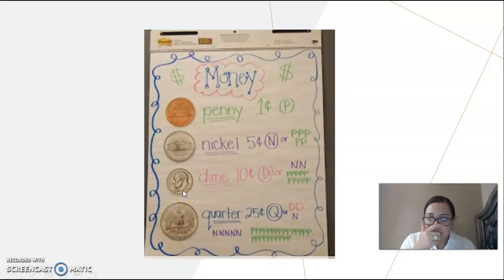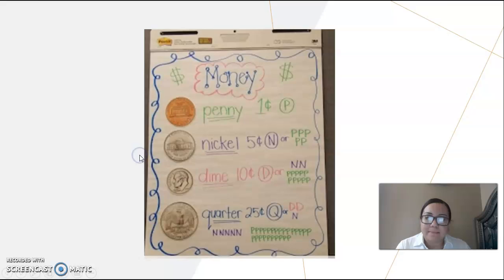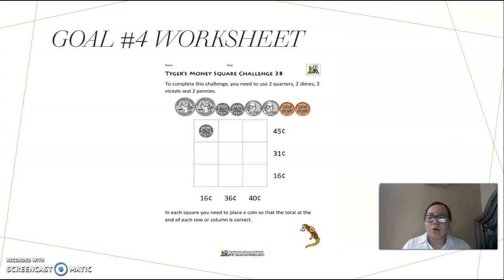And then here is a dime. The dime is 10 cents. And you can have 2 nickels or 10 pennies. And the quarter is 25 cents. It's a quarter, 2 dimes and a nickel, 5 nickels, or 25 pennies. Now get your goal number 4 worksheet. It should be your last worksheet.